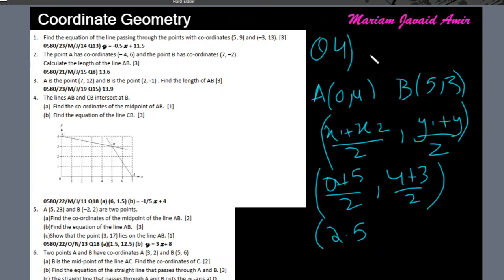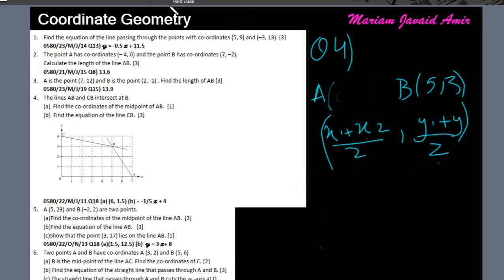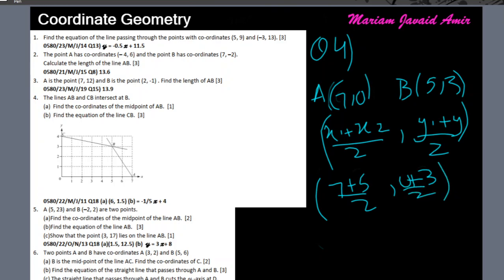So the formula will stay the same. Points for B are correct, 5, 3, and points for A is 7, 0. Yes, A is 7, 0. Now add the x's and divide it by 2. Then add both the y's and divide it by 2. So we get 7 plus 5 is 12. 12 over 2 is 6, and then comma 1.5. These are the coordinates of midpoint for question 4, part A.